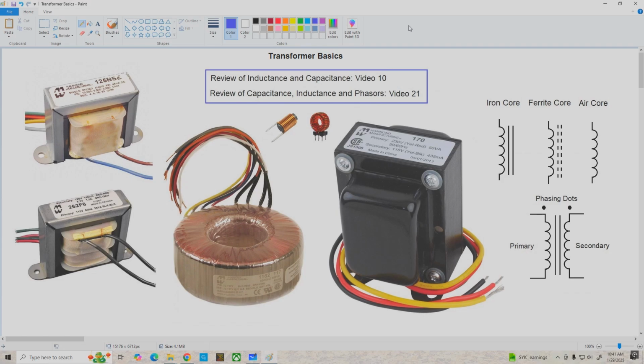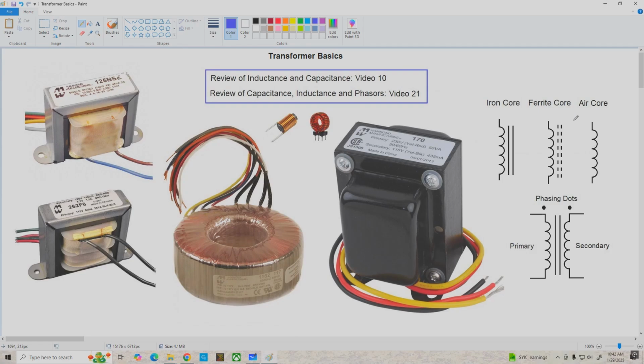And on this page we've got some pictures of typical transformers. Over here on the left is an audio output transformer for a single-ended amplifier. Down below, a power transformer. Over here we've got a toroidal power transformer. Beside it, another power transformer, just in a different case style. And some inductors shown here. We've got a solenoidal inductor and another toroidal inductor.